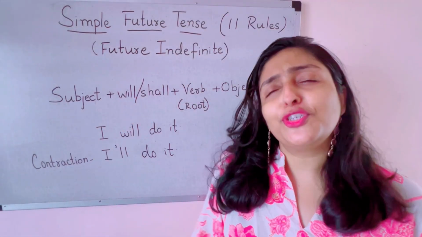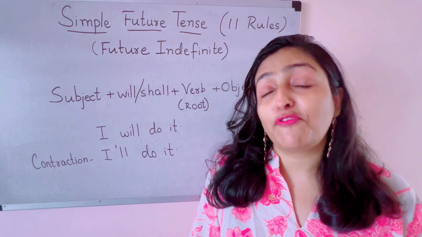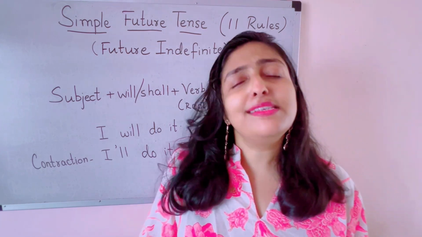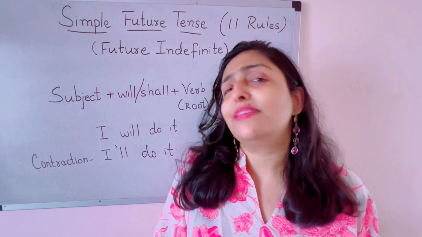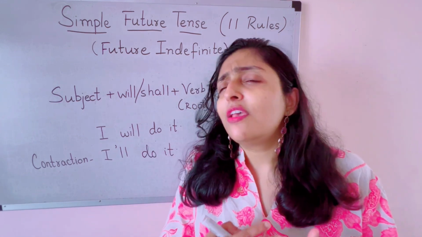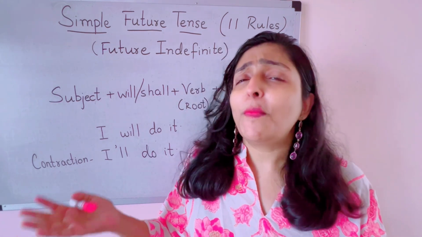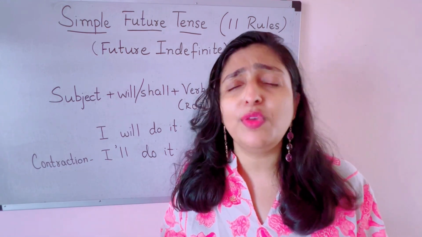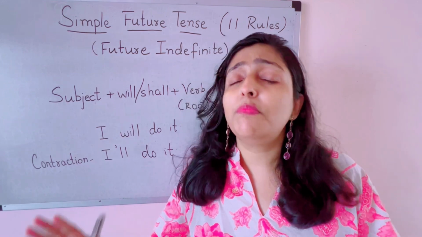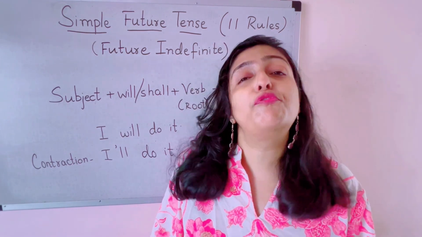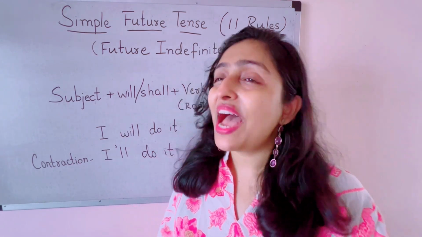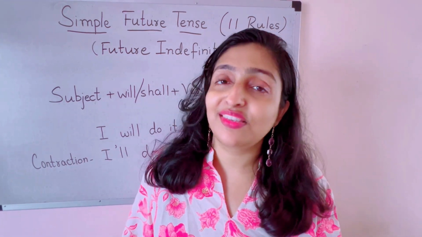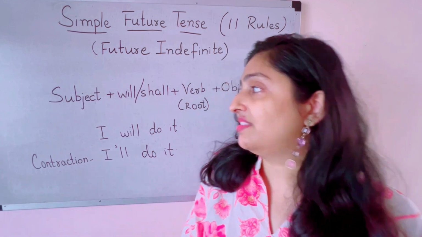So, simple future tense or future indefinite tense is the least complicated and easiest of all the other tenses. You know why? Because you need not know about the past tense V2 or the past participle of the verb V3. You only need to know the base form or the root form of the verb. So that makes it easier compared to other tenses like present tense and past tense.